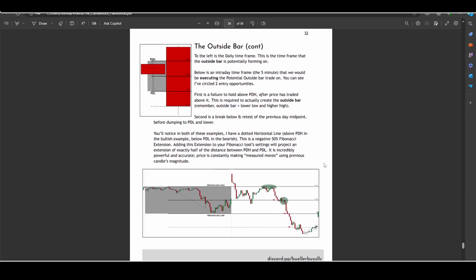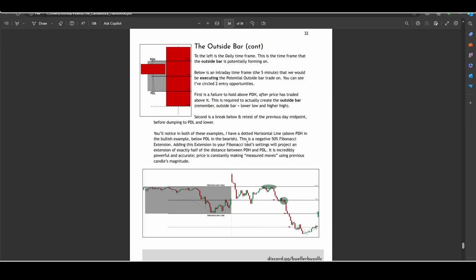And then kind of the same thing, but to the opposite side, seeing the outside bar to the downside. To the left is the daily time frame. This is the time frame that the outside bar is potentially forming on. Below is an intraday time frame, the 5-minute, that we would be executing the potential outside bar trade on. So again, using this to help us here, just keeping it simple with the levels and trading here.